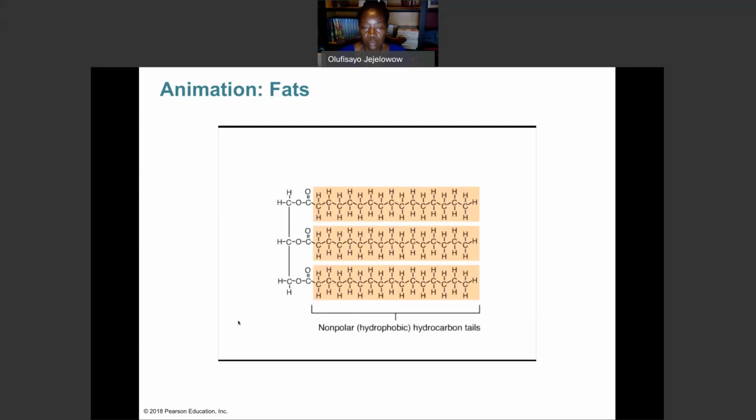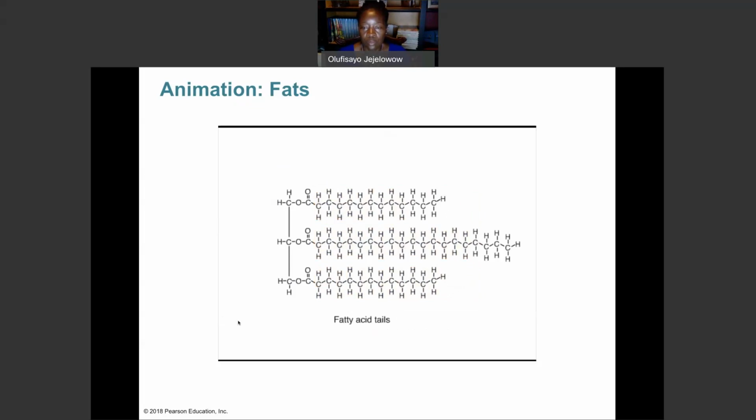Cells use fats for energy storage because the tails hold more potential energy than other biological molecules. The fatty acid tails in a fat can vary in length. A very important characteristic of fats is the number of double bonds in the hydrocarbon tails. Fats that contain only single bonds are called saturated fats. Fats containing double bonds in 1 or more tails are called unsaturated fats.